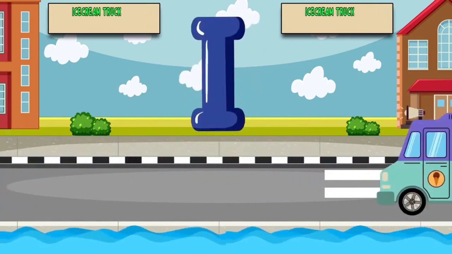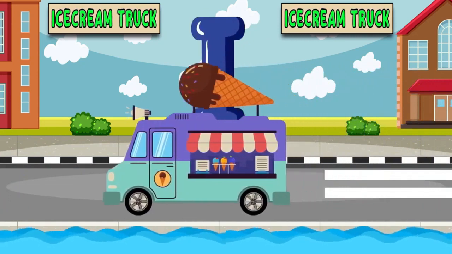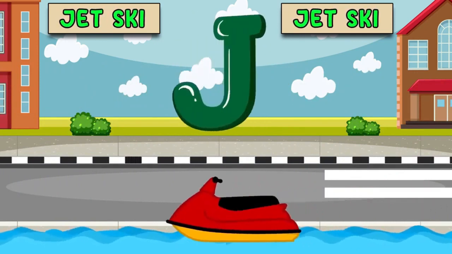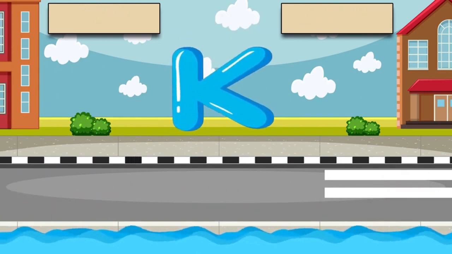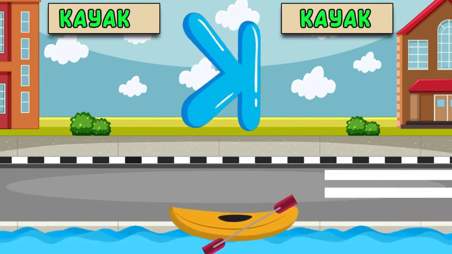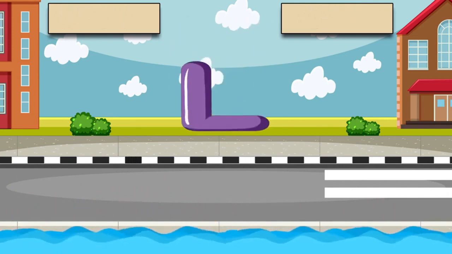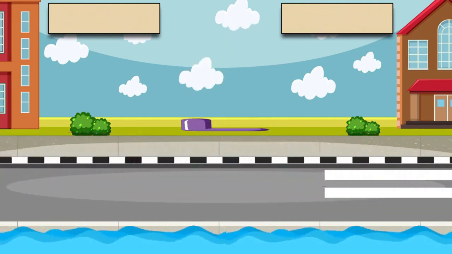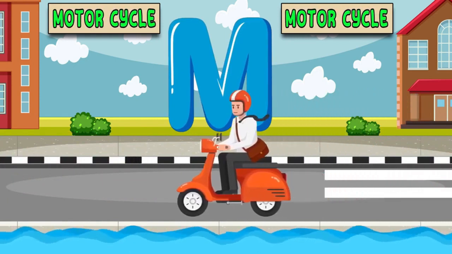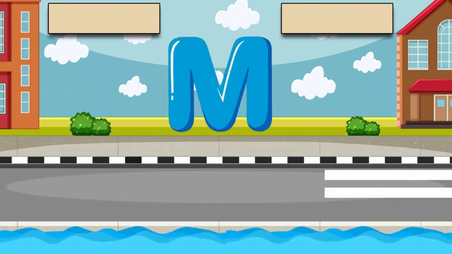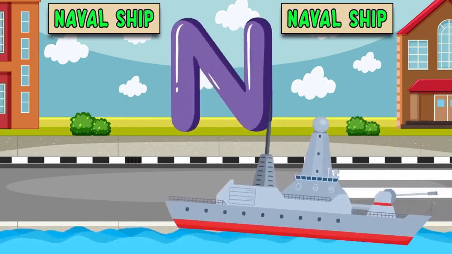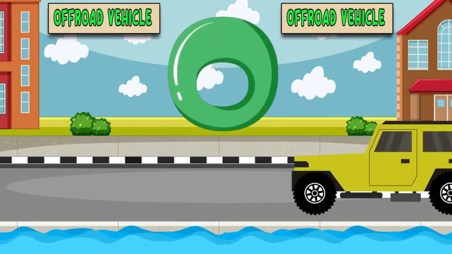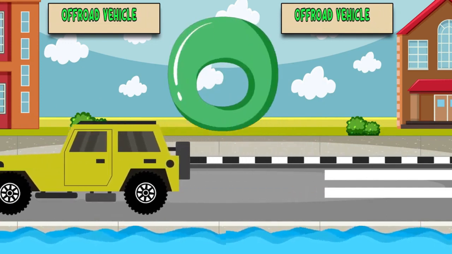I is for ice cream truck. J is for jet ski. K is for kayak, yeah. L is for logging truck. M is for motorcycle. N is for naval ship. O is for off-road vehicle.